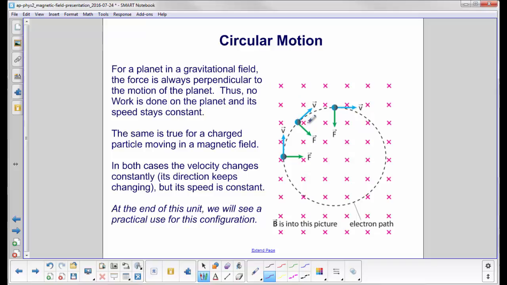Okay, so if the force is always perpendicular to the motion, work, which is equal to force times the displacement parallel to the motion, is going to equal 0 because it's perpendicular. If no work is done, we use the work-energy equation. That means no kinetic energy is changed, so you keep the same speed. Speed does not change. Same is true for this charged particle in a magnetic field. Speed stays the same. In both cases, the velocity changes constantly, of course. Its direction keeps changing, but its speed is constant. And at the end of this unit, we'll see a practical use for this type of configuration.